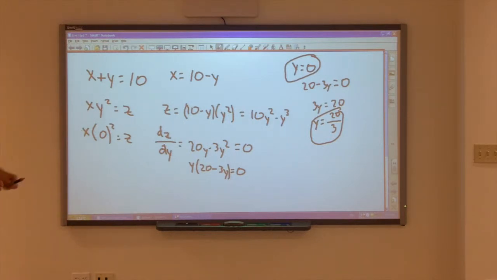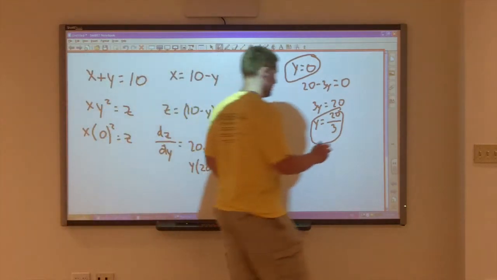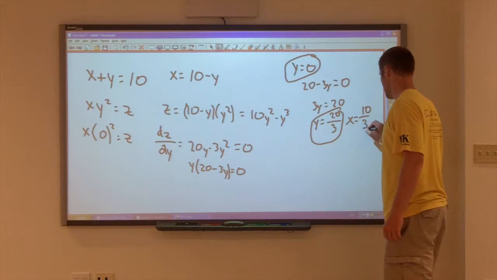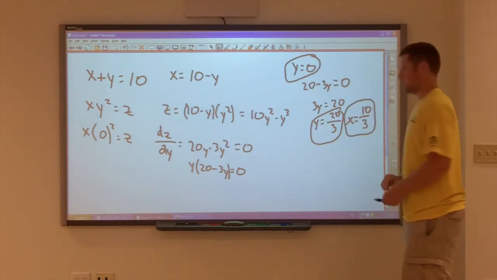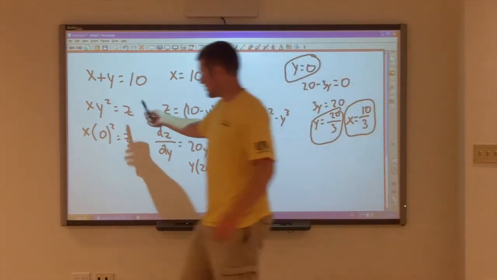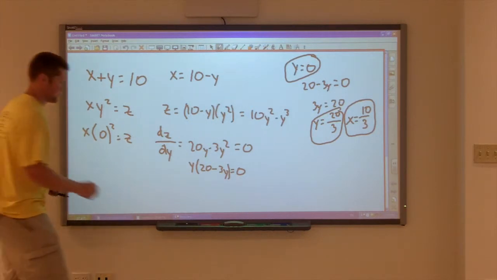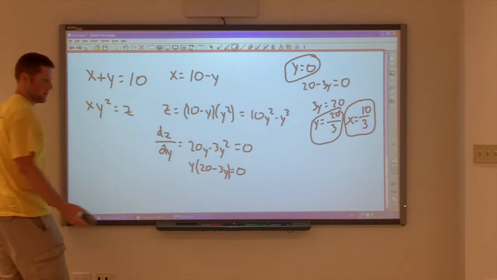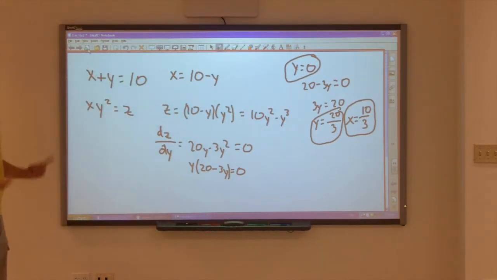So let's say that we use 20 over 3. Well, if y equals 20 over 3, you can plug it into this equation here, and it turns out that x will be 10 over 3. So, if x equals 10 over 3 and y equals 20 over 3, and we plug that into this equation, we will get a positive number. Since one option gave us 0 and the other option is going to give us a positive number, it's a good bet that y equals 20 over 3 is in fact our maximum.